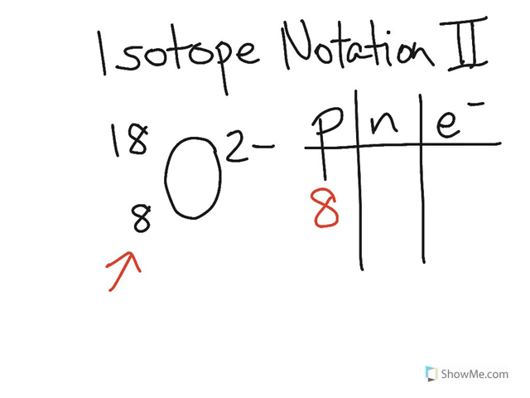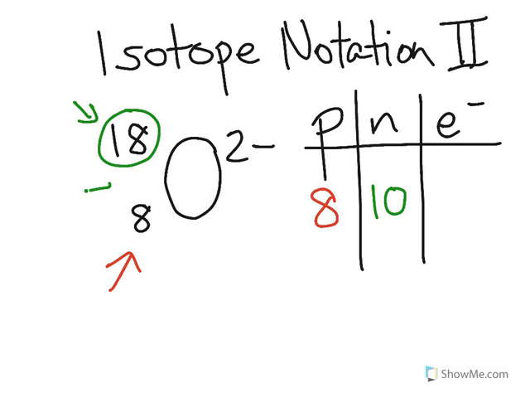Now, we subtract the atomic number from the mass number right here. So 18 minus 8 gives us 10, and that's the number of neutrons. And again, the mass number, which is right here, tells us the number of protons and neutrons inside the nucleus. So 18 minus 8 gives us 10 neutrons.